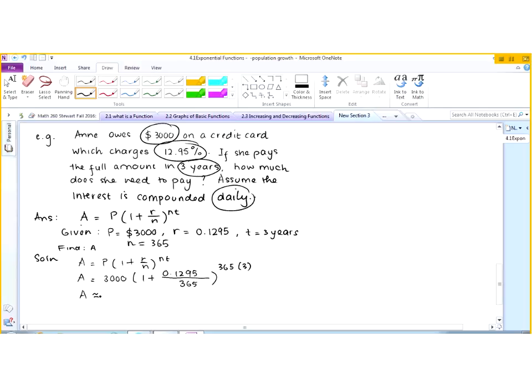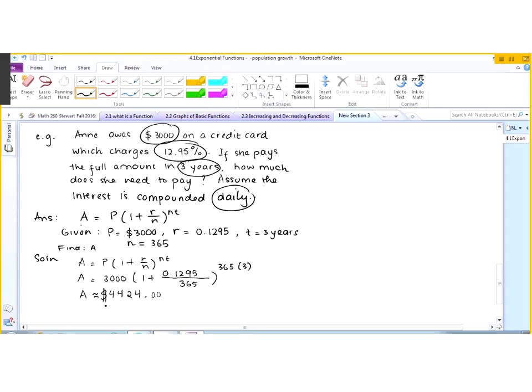So in my calculator, I'm entering 3,000 and then multiply by, open parentheses, 1 plus 0.1295 divided by 365, and then raised to the 365 times 3. All right, what did you guys get? 4,043.9. Yes, so actually it's 4,424, isn't it? Okay. All right.